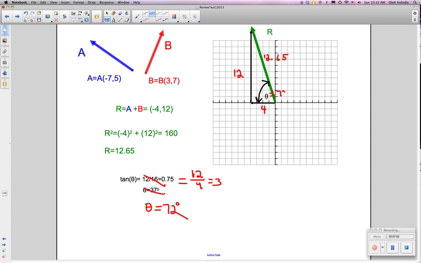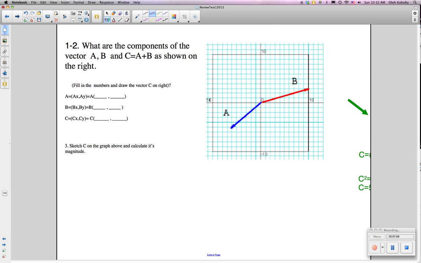So see if you can do this problem. Stop the tape and see if you can find the components of each of these two vectors here, and then the components of the sum C, which is the sum of those two vectors. And then sketch C in the graph above and calculate its magnitude. Now we can see that using the tip to tail method, this green vector here is going to be the vector C. Now it's going to have negative components. You can see the x component is negative. I'm sorry, the y component will be negative, but the x component will be positive. Let's see if we can calculate those.